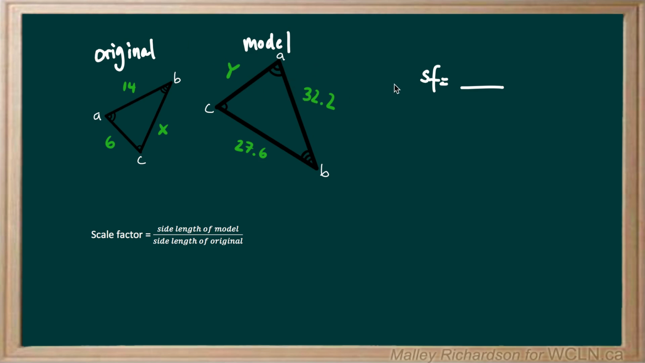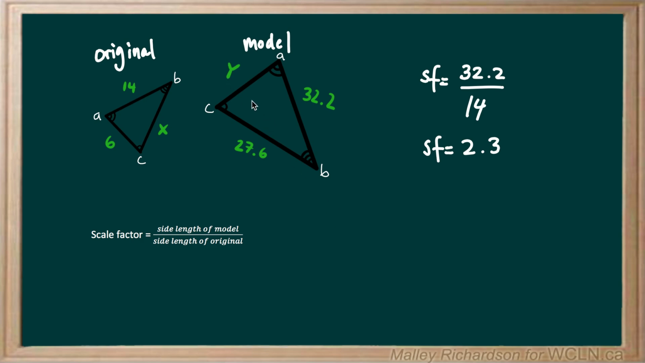In our model, side length AB is 32.2, and in the original, side length AB is 14. So our scale factor is 32.2 divided by 14. Putting that into our calculator, we get our scale factor to be 2.3. So now that we have our scale factor, let's find our unknown side length y.